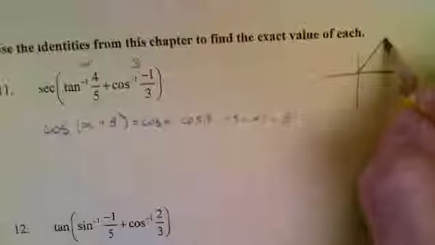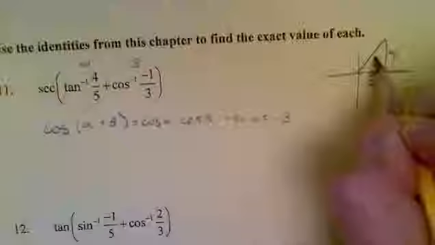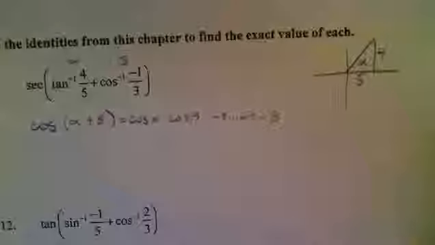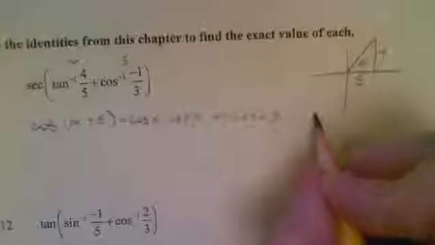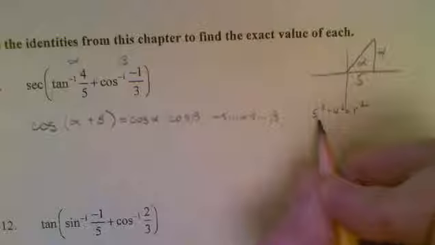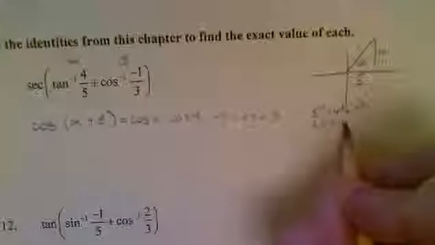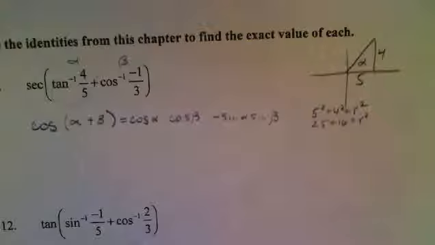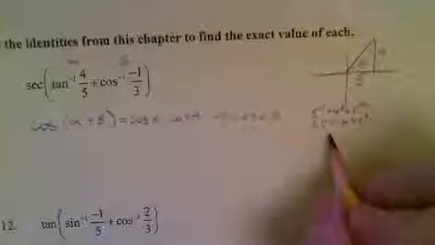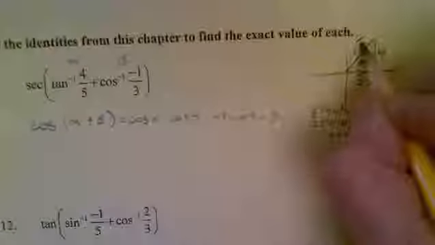When I draw the picture, it's inverse tan of 4/5. That means the y value is 4, the x value is 5. I'm going to label that alpha. So remember that's the angle alpha. If I take 5 squared plus 4 squared equals r squared, 25 plus 16 is r squared, and that is 41. So r is the square root of 41. That's alpha. Now I should be able to find the sine and the cosine of alpha.